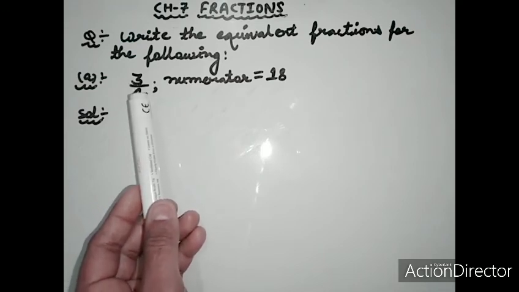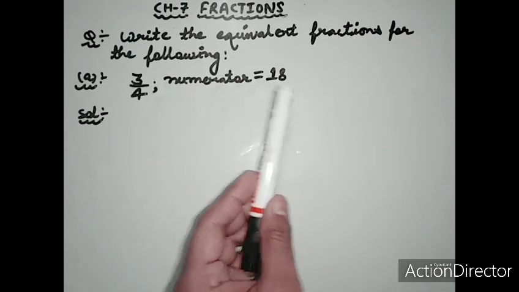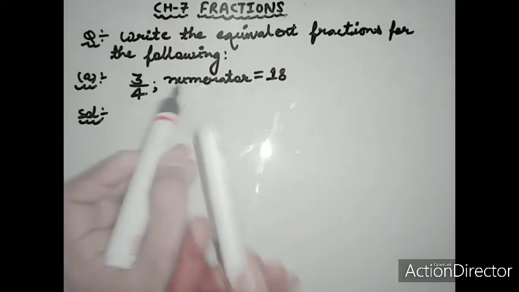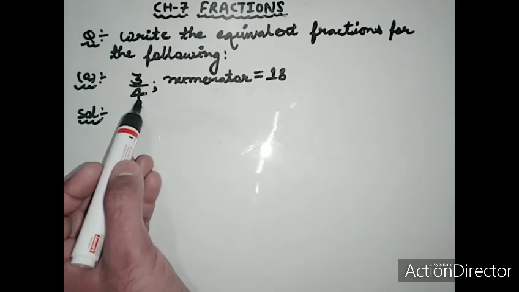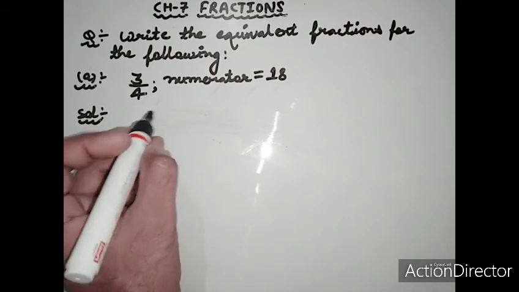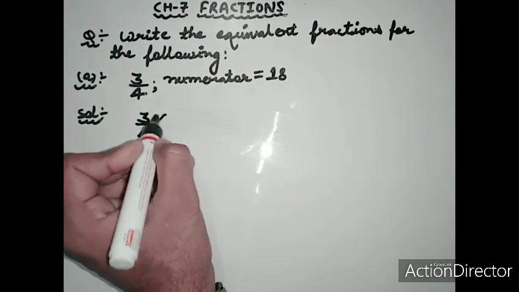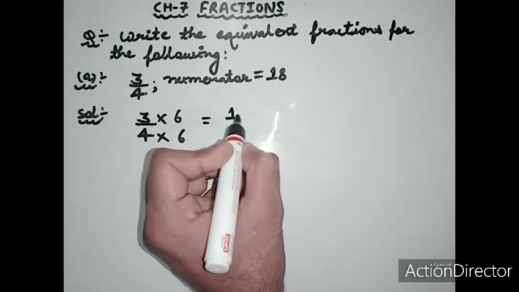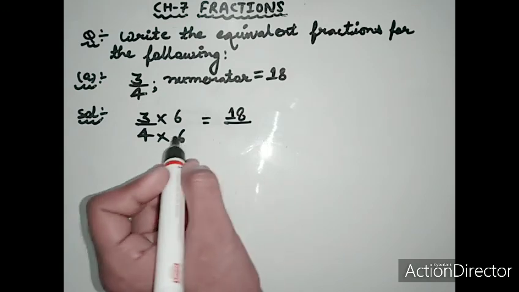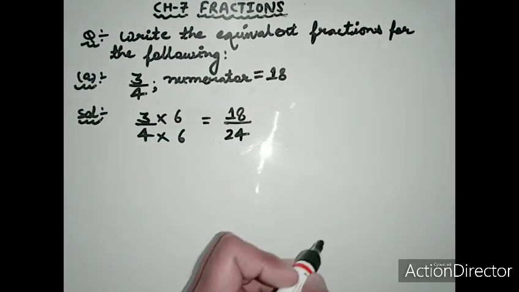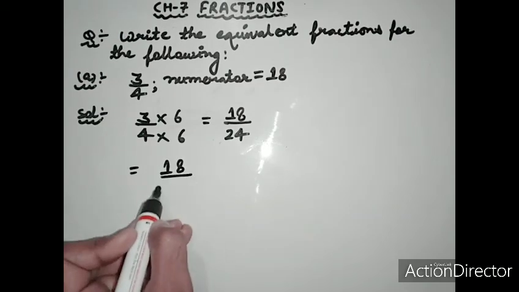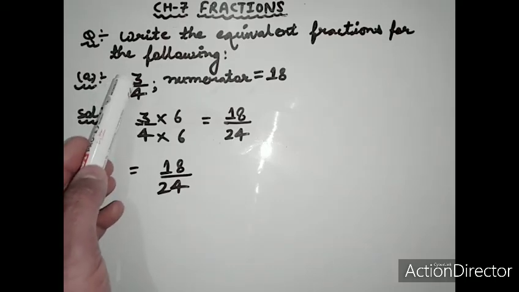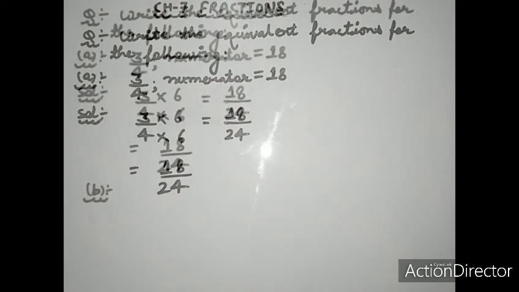So what number multiplied with 3 gives 18 here? 6 3s are 18 and 3 6s are 18, so it means 6. So here both the numerator and denominator are multiplied by 6. So here 3 upon 4 multiplied by 6. So here we get 3 6s are 18 upon 4 6s are 24. So here we get 18 upon 24. So the equivalent fraction of 3 upon 4 is 18 upon 24.